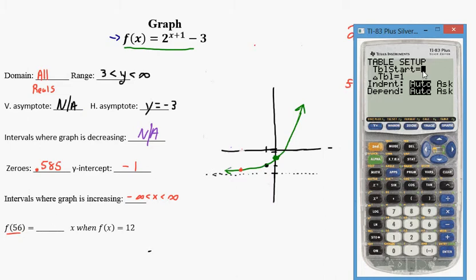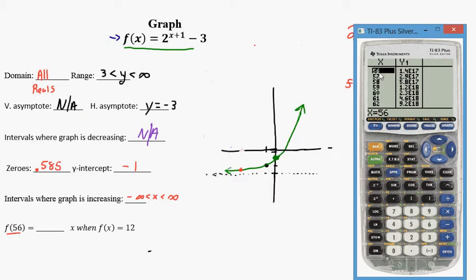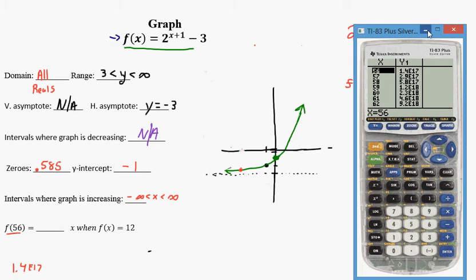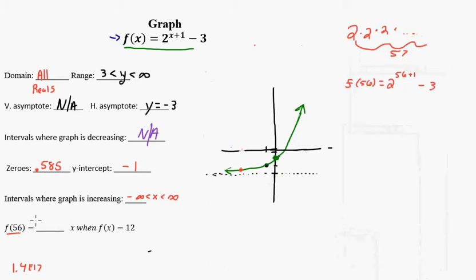So if I go to my table, I can start the table at x equals 56, and if I go to second graph, when x is 56, y is, and the calculator tells me 1.4 e to the 17. So the calculator speak says 1.4 e to the 17. I believe that's what it said. Yes, 1.4 e to the 17. So that's saying 1.4 times 10 to the 17th power.